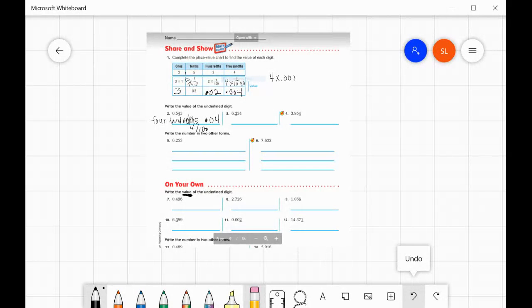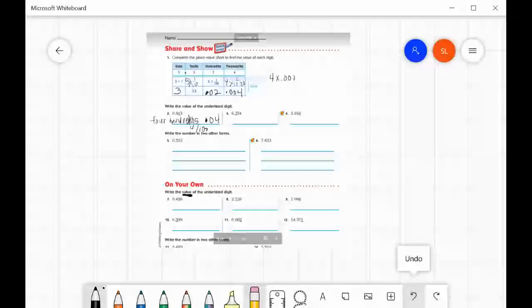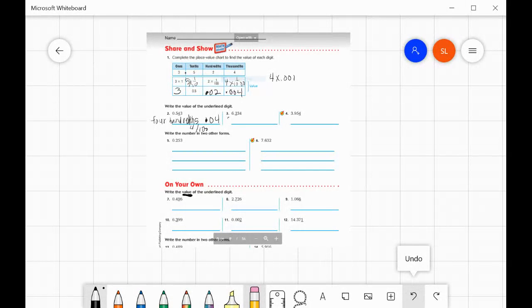All right. Number 3, the digit 2 is underlined, and it is in the tenths column. So we would either write 2 tenths, 0.2, or 2 over 10. All three of those answers are correct. And then in the last one, number 4, the 4 digit is in the thousandths, not hundredths, sorry. Thousandths.